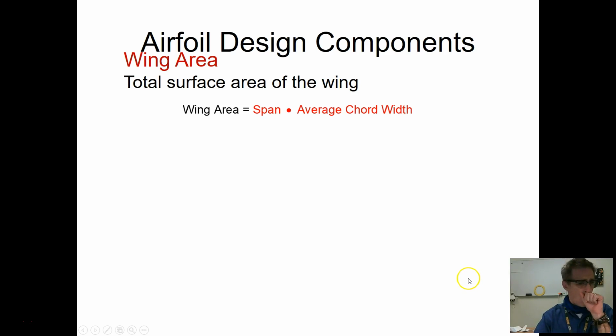So something else that you'll be asked to compute is your wing area. Is wing area and aspect ratio the same thing? No, they are not. For the aspect ratio, you're dividing the span by the chord width. When you find the area of shapes, remember, to find the area of anything, it's length times width.